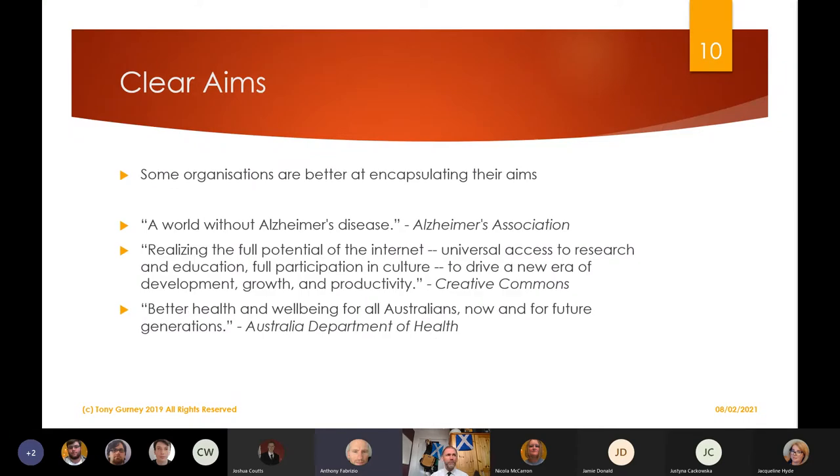Some organisations do it better. The Alzheimer's Association mission statement is a world without Alzheimer's disease. I can understand that.